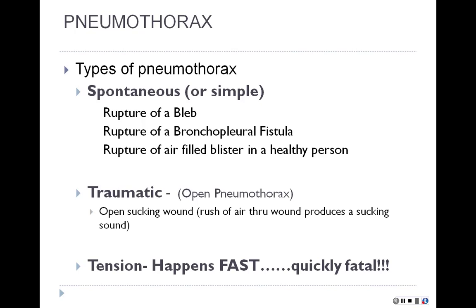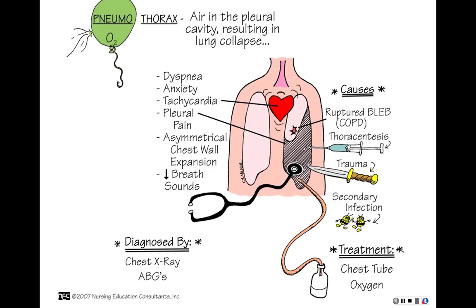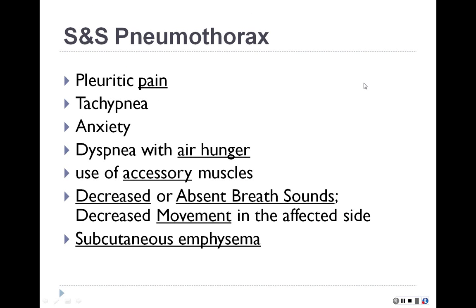Okay, hurrying right along. Here's a good picture. I like pictures. The pneumothorax showing air, diagnosed by chest X-ray and arterial blood gases, and you see what some of the causes can be: ruptured bleb from COPD, thoracentesis, traumas, what have you. It can even be from an infection because of these traumas or bugs introduced, and you see what their symptoms are. Okay, there's the symptoms again.